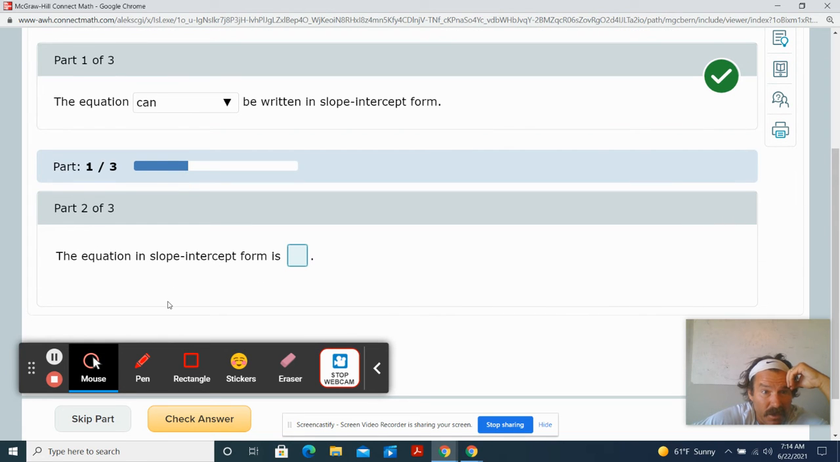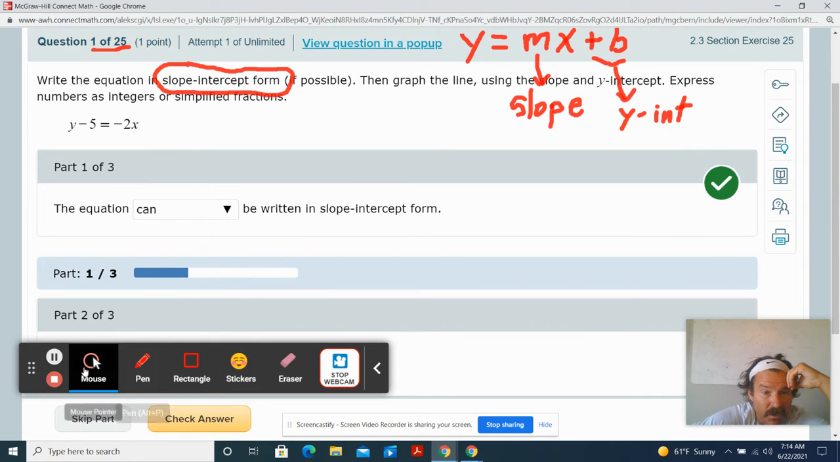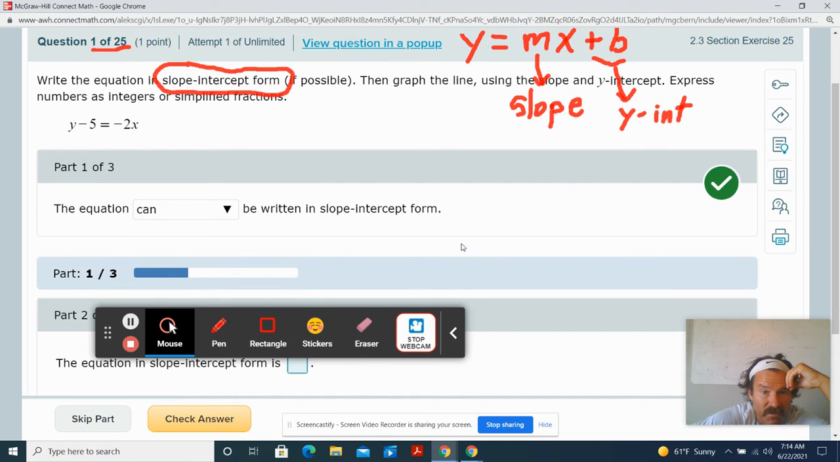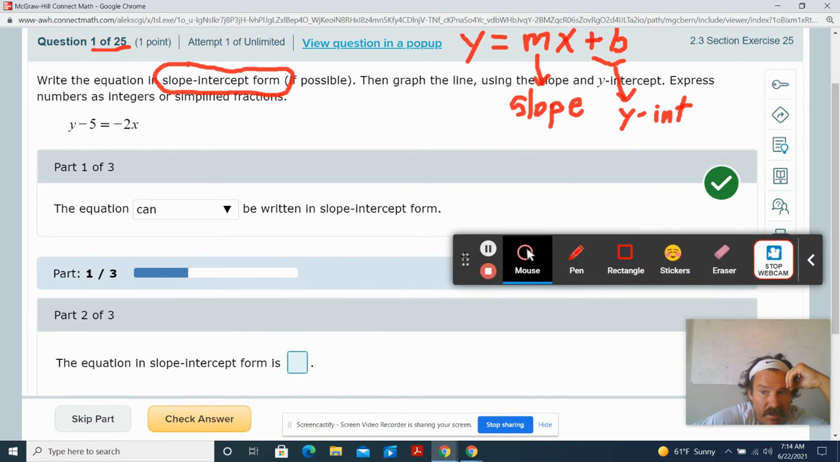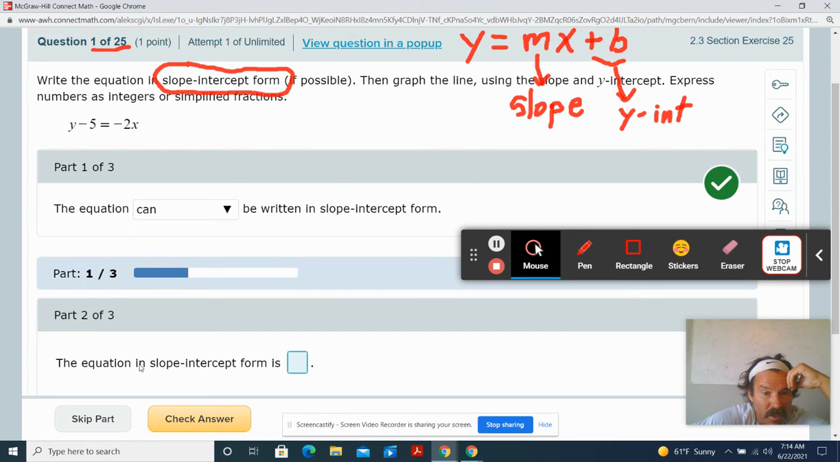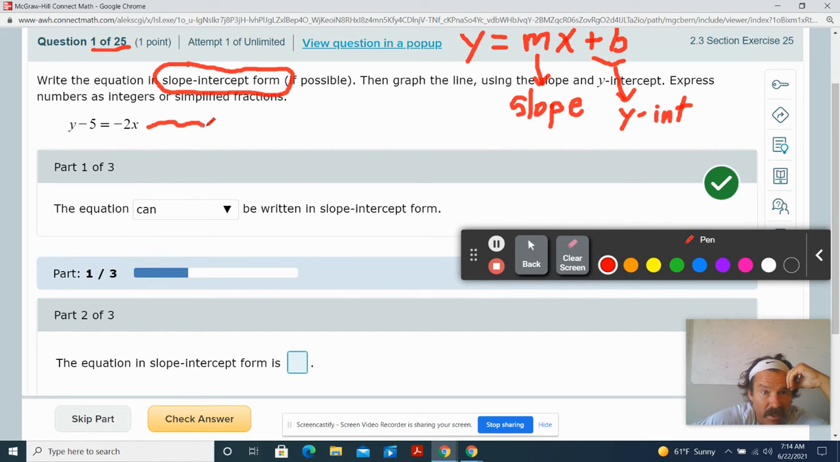Part 2 is where you're actually going to do the math. Let me move my box here so you can see. Part 2 says the equation in slope-intercept form is. So you're going to transform this equation into slope-intercept form. Simply, you're going to solve this equation for y. So you're going to add 5 on both sides. If you add 5 on both sides, you get negative 2x, and you add 5. And then you can just leave it like that.